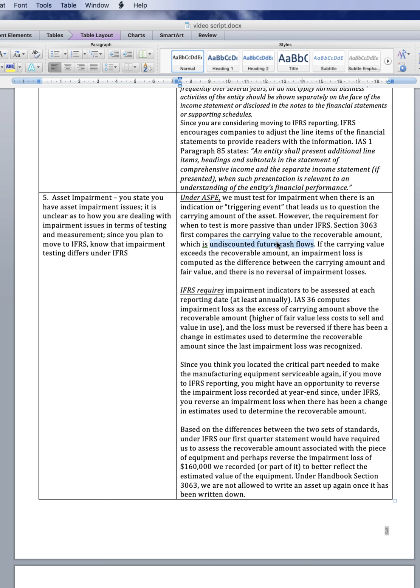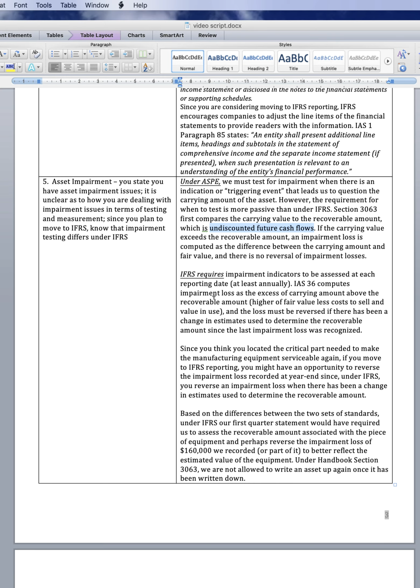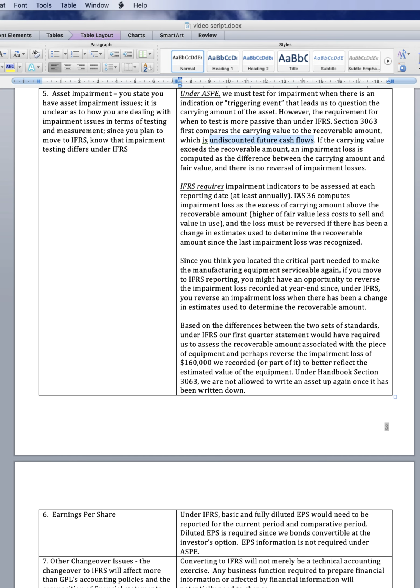So I'm just taking the time to explain to them what the current reporting requirements are under ASPE. Now under IFRS, impairment indicators need to be assessed at each reporting date, which is at least annually. And IAS 36 computes impairment losses as the excess of carrying amount over the recoverable amount, which is the higher of fair value less cost to sell and value in use. So the loss also has to be reversed if there's been a change in estimate used to determine the recoverable amount since the last impairment loss was recognized. So again, under IFRS, they have some very stringent requirements as well.